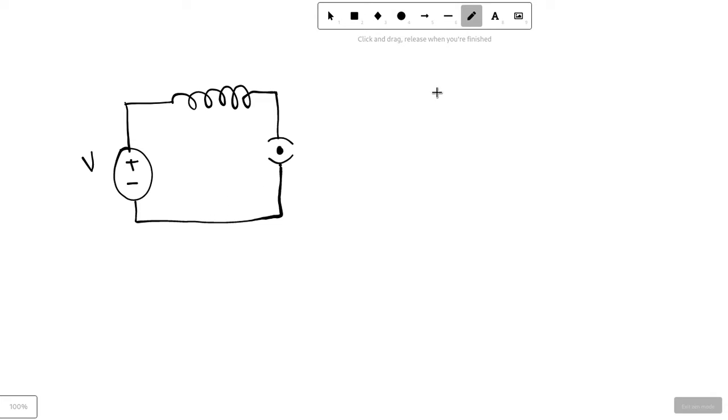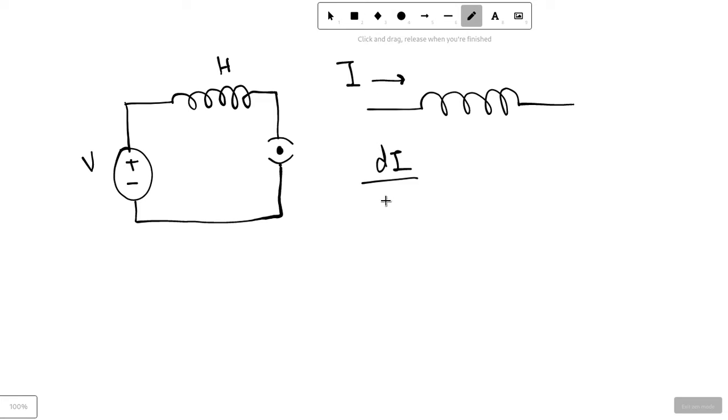Now the inductor has a more strange behavior than the resistor, since if you have an inductor and you have a current going on here, but the current is not steady but changing with time, say di by dt is not equal to 0, which means the current changes with time, then what happens is the inductor creates a magnetic field due to Faraday's law, and that's why it creates a back EMF which opposes the direction of current.